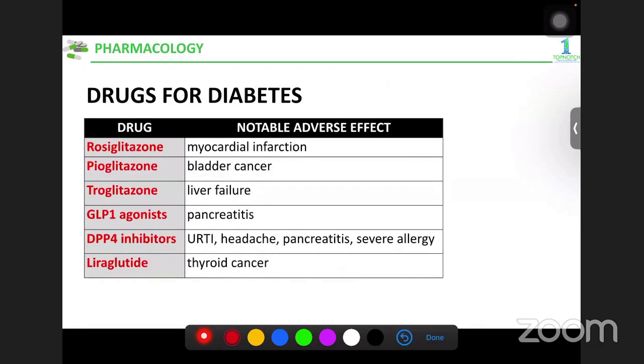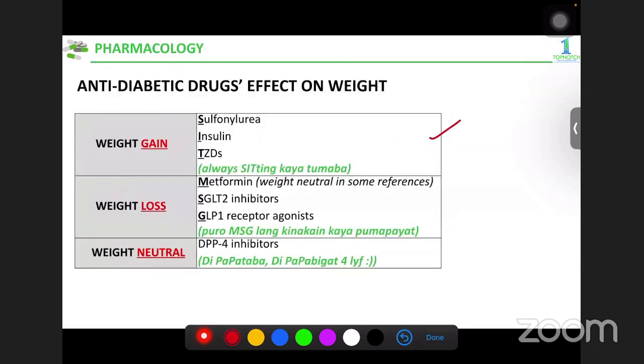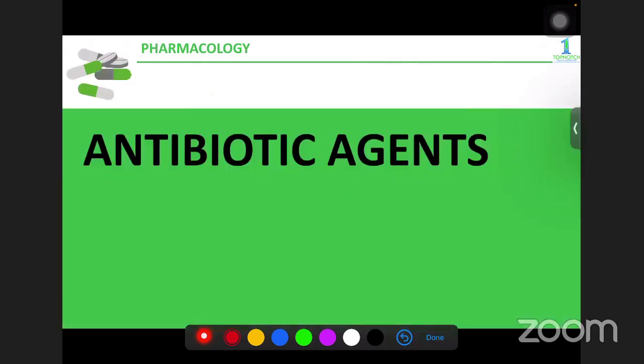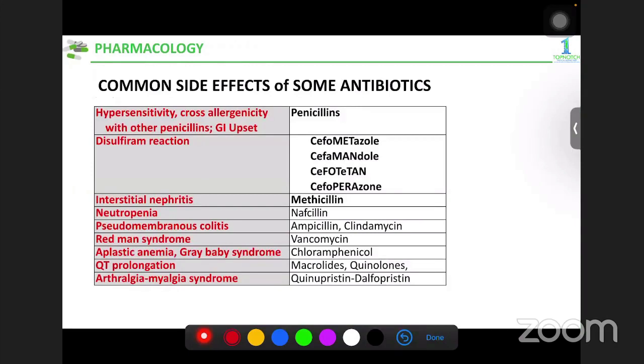So, drugs for diabetes, I won't discuss this anymore. Just remember that the side effects are more important. Okay, now we proceed to your antibiotics. I just want to emphasize the most common side effects. For penicillin, whatever the penicillin, your answer is hypersensitivity and GI upset. Again, hypersensitivity and GI upset. The disulfiram reaction, I already discussed earlier.